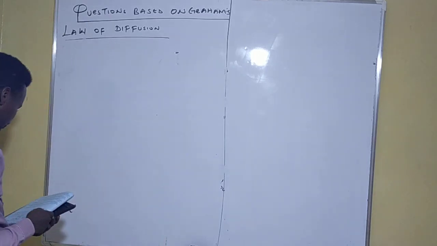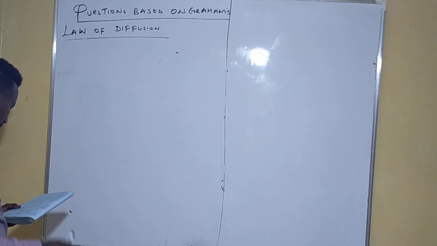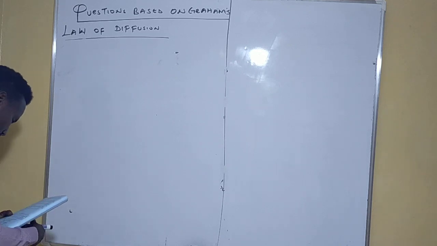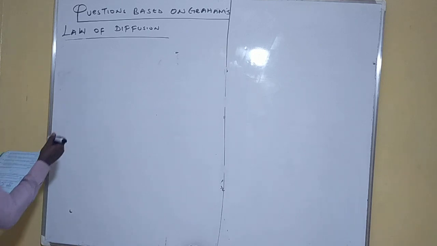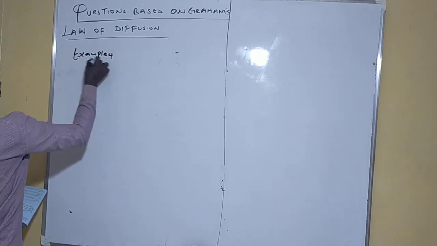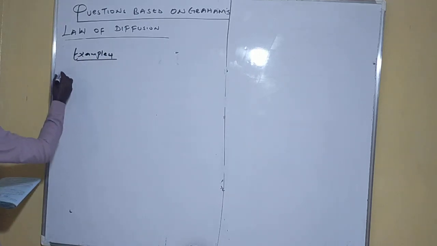Now let's see another KCSE question. This is example 4. Look here, you are told: state Graham's law of diffusion. Question A.